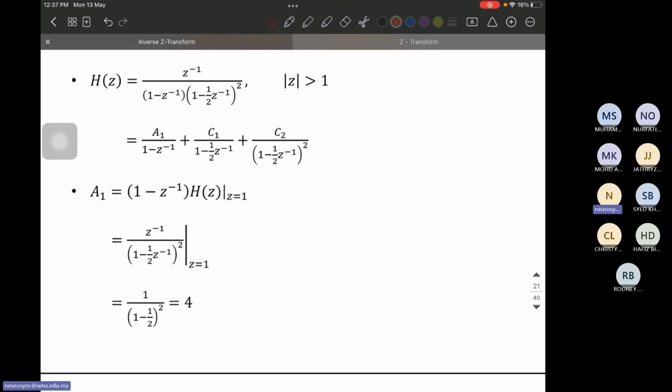Okay. Now a1 is straightforward. We will apply this formula at z equal to 1. We will calculate this. Correct. So the value of a1 you will get equal to 4.